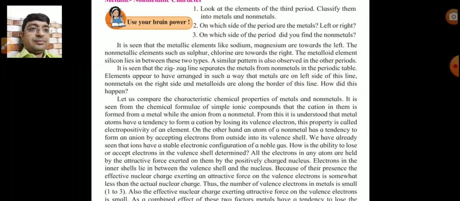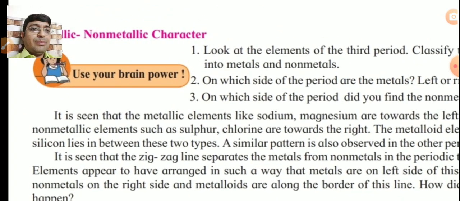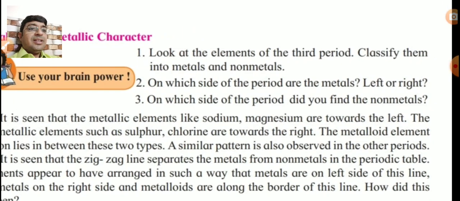Next one. The third periodic trend we learn in standard 10 is the metallic and non-metallic character. Okay, use your brain power again. 3 questions are given. Look at the elements of the third period. Classify them into metals and non-metals.